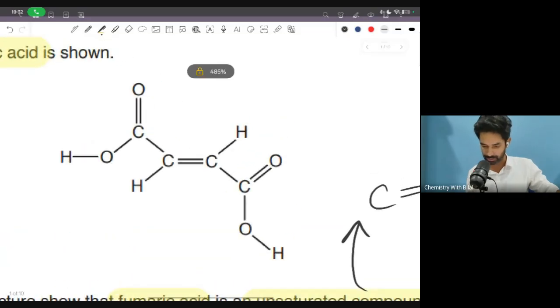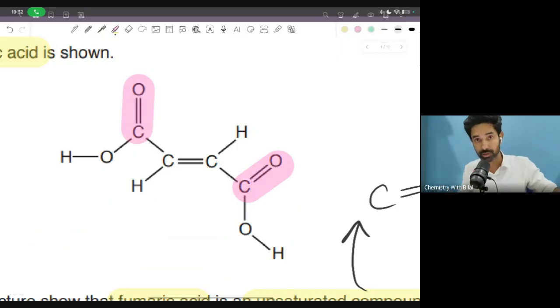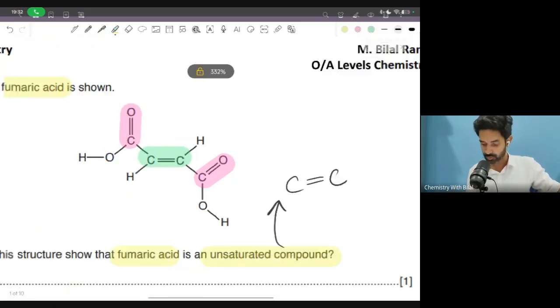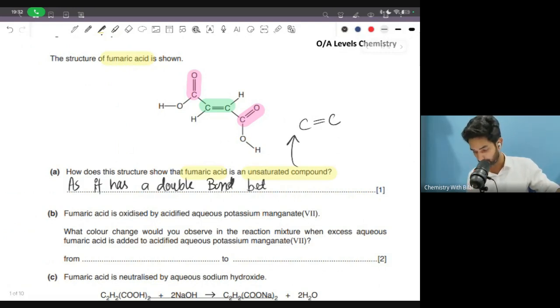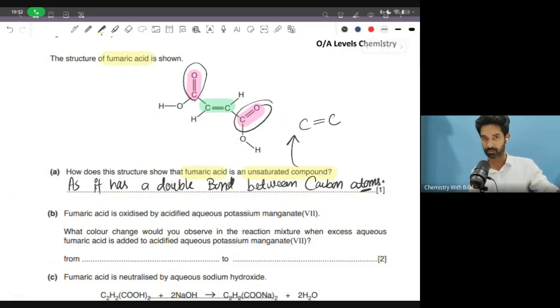If you look at the fumaric acid, it has a double bond between carbon-oxygen here, carbon-oxygen here. So is this unsaturated because of the presence of double bond, or the double bond between carbon-carbon atom which is present here? So you have to specify as it has a double bond between carbon atoms. If you write just double bond, you will get nothing. Double bond between carbon atoms, you have to write. Otherwise the double bond is here also. So it is not unsaturated because of the double bond of carbon and oxygen.